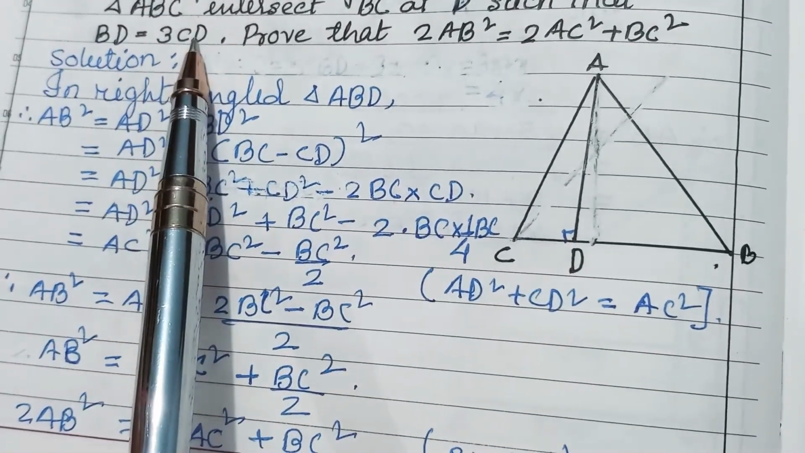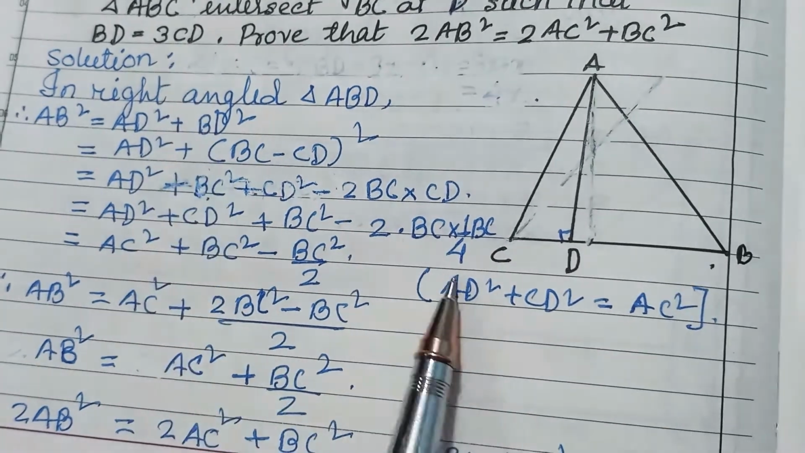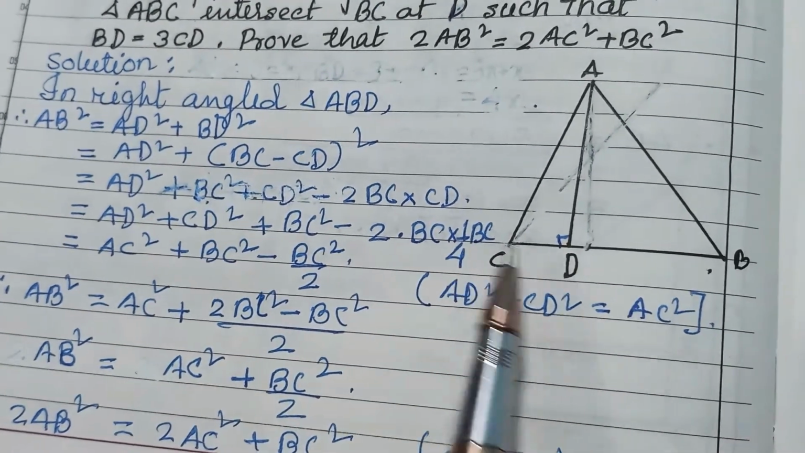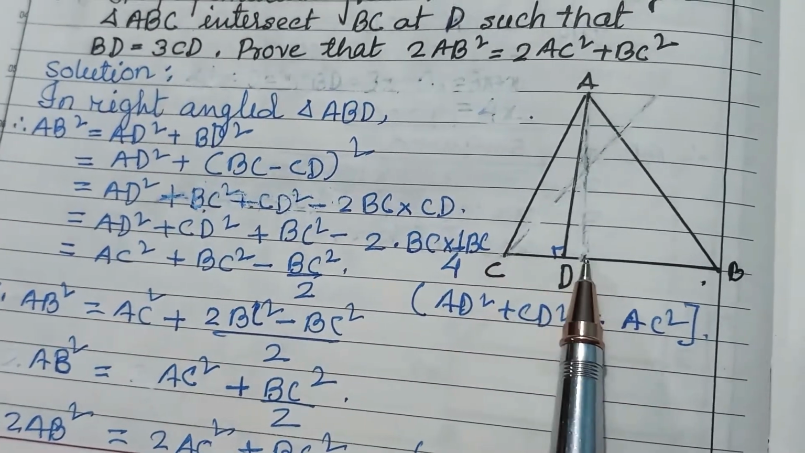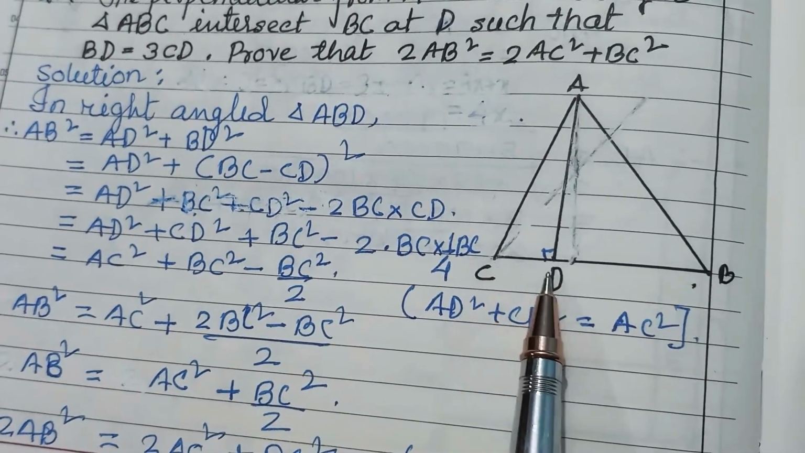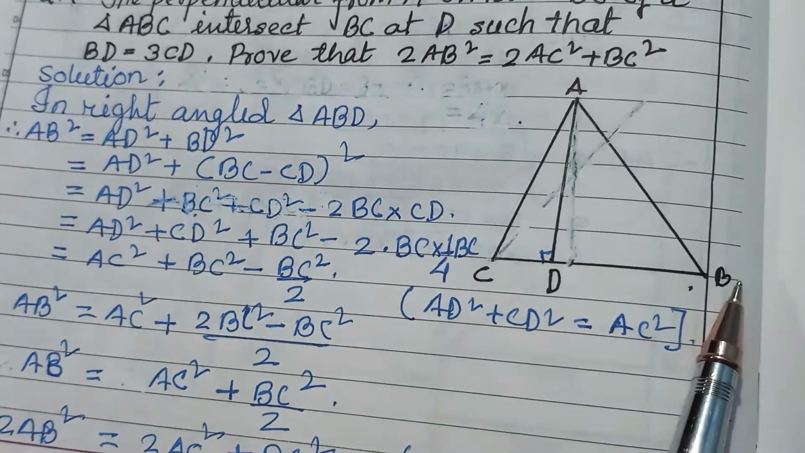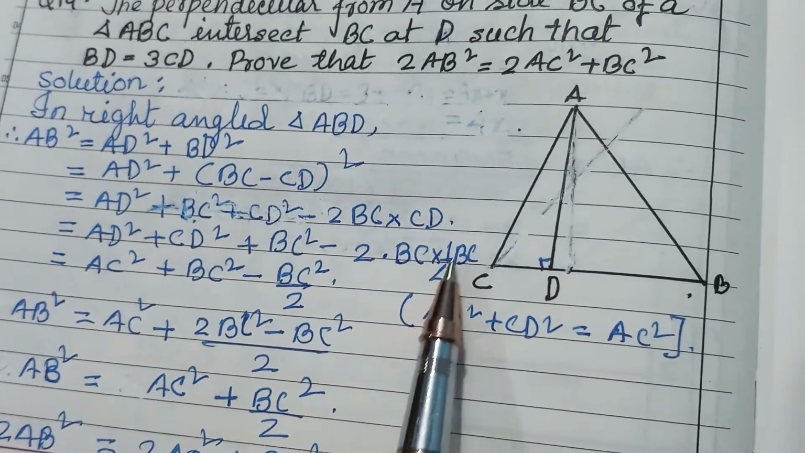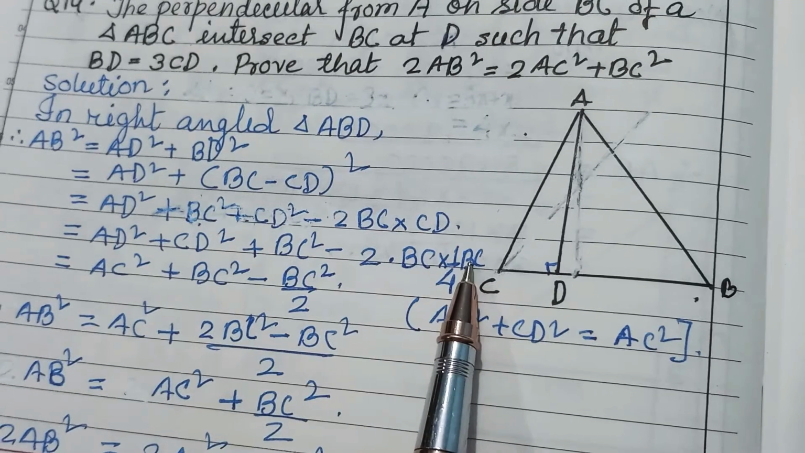BC is BC, but CD already this relation has been given. BD is equal to 3 CD. So CD is equal to 1/4 BC. Check it. It is one part, it is 3 parts. So total 4 parts of CD, 4 times of CD. Because of that, CD is equal to 1/4 BC.